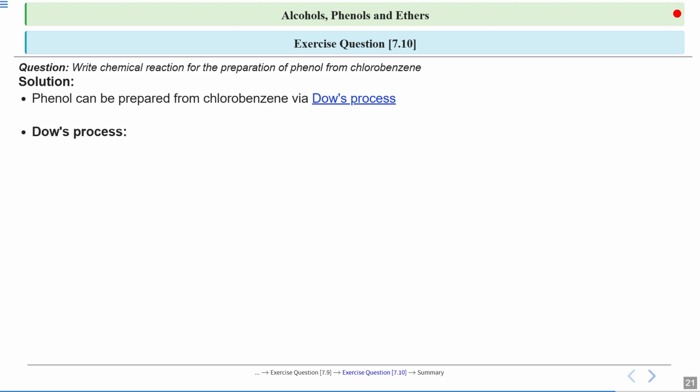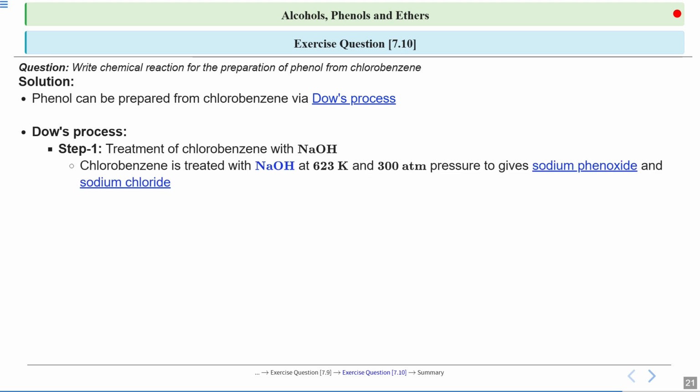We have seen the Dow process. What is it? In this Dow process, step 1 includes the treatment of chlorobenzene with sodium hydroxide at a particular temperature and pressure. Chlorobenzene, when treated with sodium hydroxide at 623 Kelvin and 300 atmospheric pressure, will give us sodium phenoxide and sodium chloride. Then step 2 includes the acidification of sodium phenoxide.